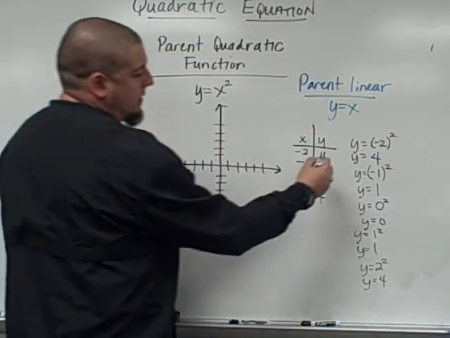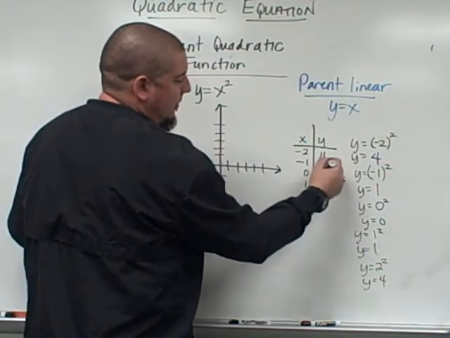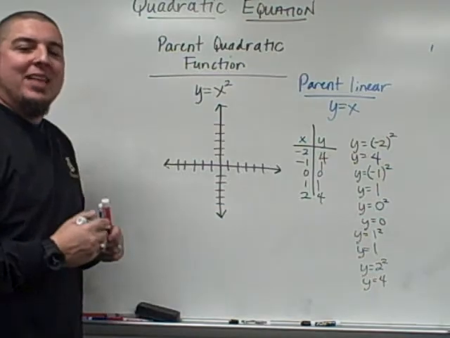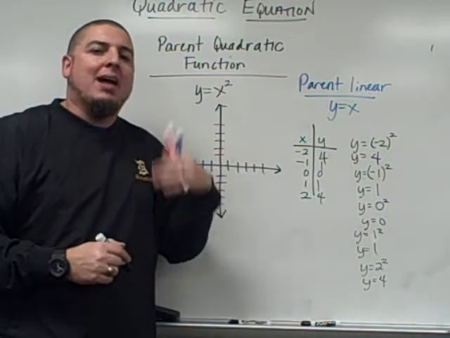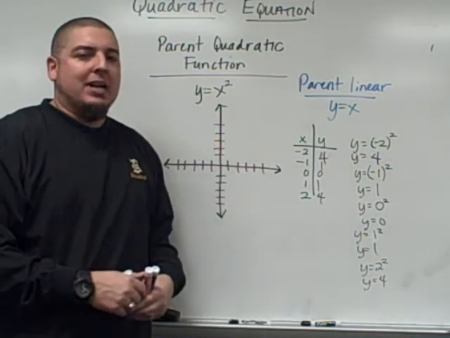And notice the pattern. 4, 1, 0, 1, 4. These numbers start to repeat themselves. That's how you get the U shape. They're going to have to repeat themselves. If they're all different, you're not going to have a parabola.